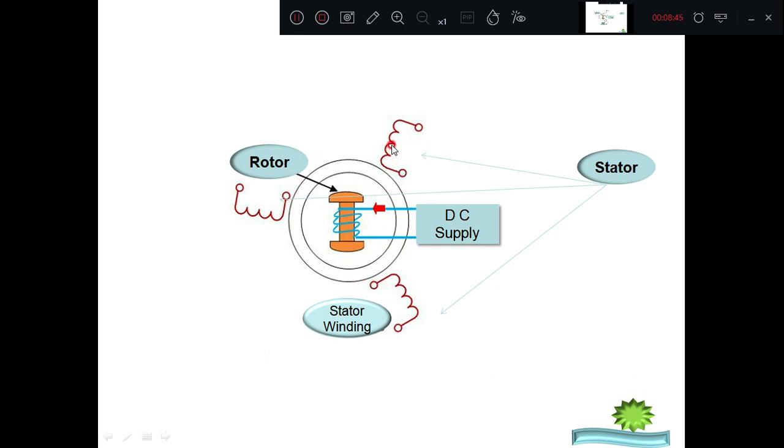Then the voltage induced in all these coils is the same, because of the same magnetic field and the same speed, and all three windings are identical, thereby the induced voltage in all these coils is the same. But the thing is that there is a phase displacement of 120 degrees electrical between R and Y, Y and B.